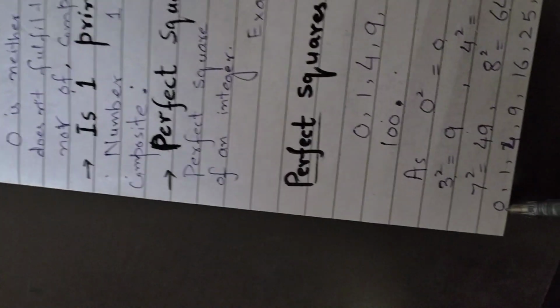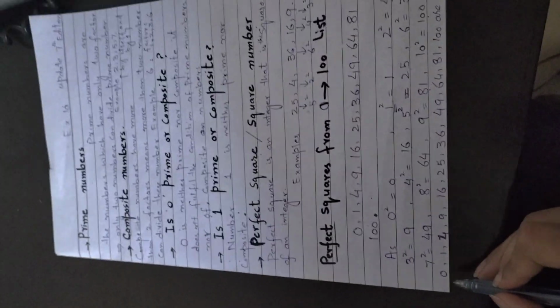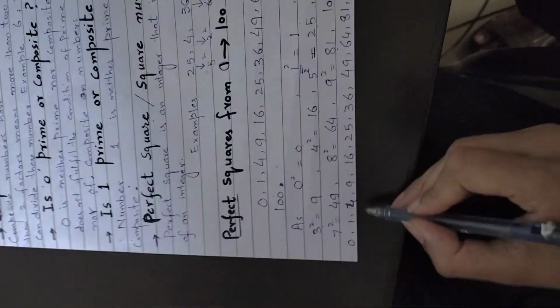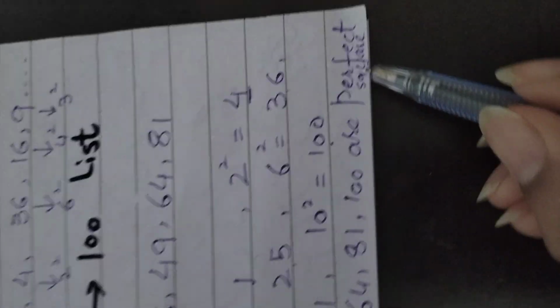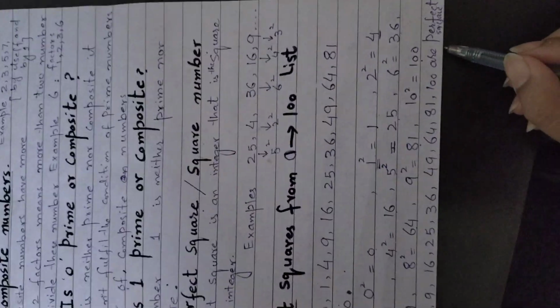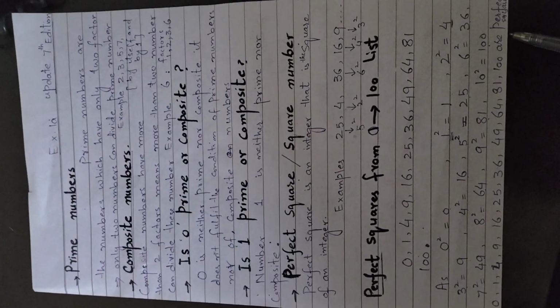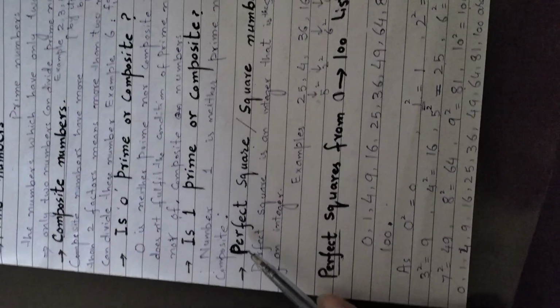So from 0 till 100, the perfect squares are 0, 1, 4, 9, 16, 25, 36, 49, 64, 81 and 100. All these are examples of perfect squares from 0 till 100. So one has to memorize all these perfect squares and try to find many more perfect squares according to the definition of the perfect square.